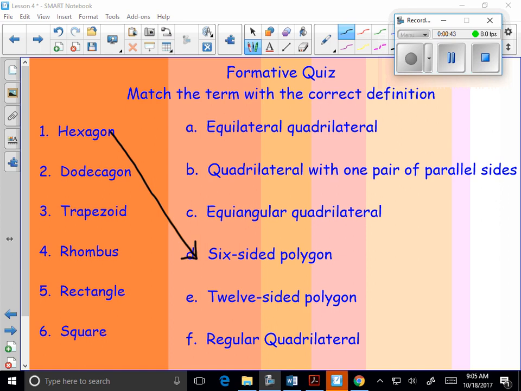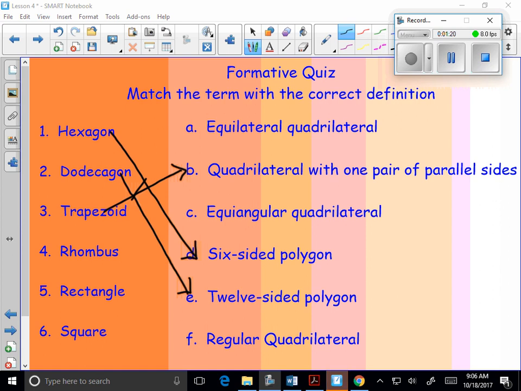Kylie says hexagon is a 6-sided polygon. 12-sided polygon. So far, 2 for 2. Trapezoid is... Oh. So can we help her? It's not A. What is it? It's B. Just swing that line right over there to B. Good. That's a quadrilateral with 1 pair of parallel sides. Good.